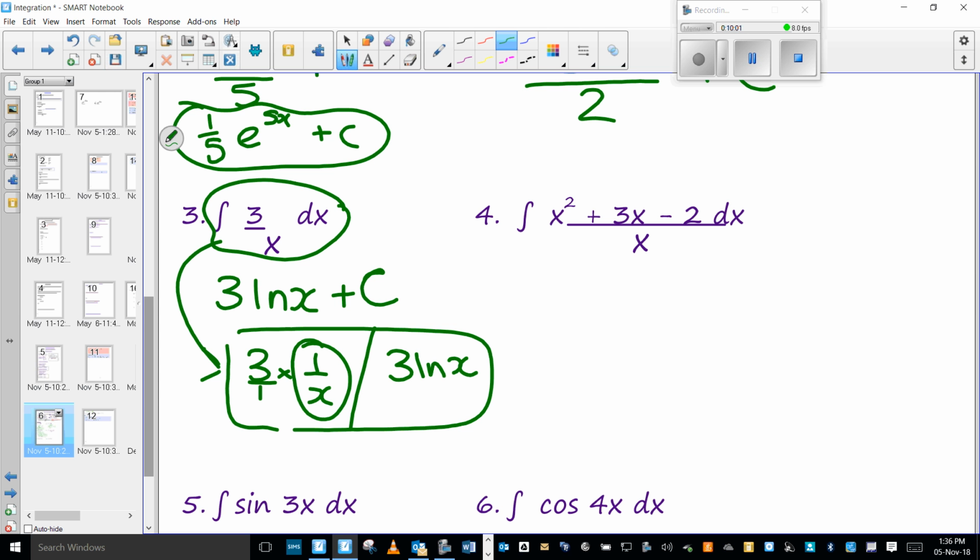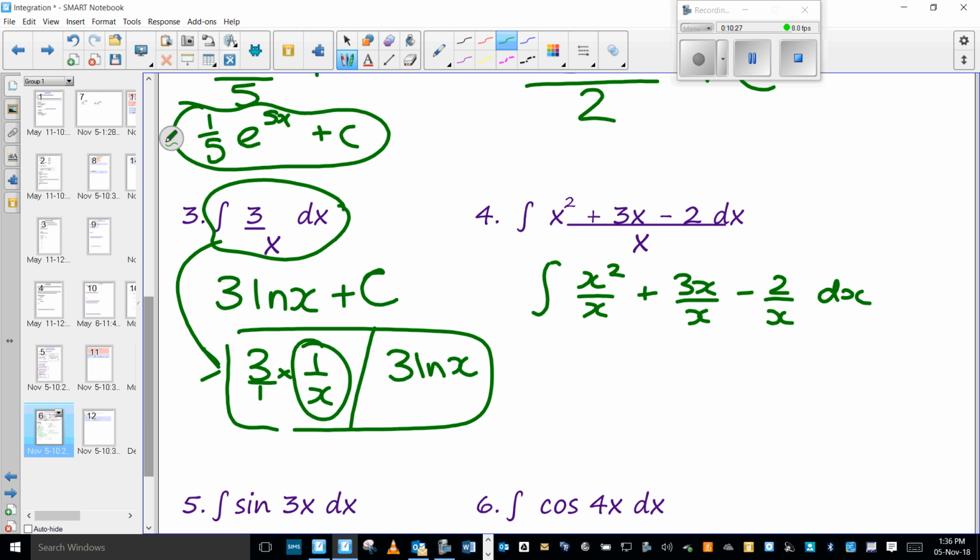Right, this one here. What do we do when we have stuff that looks like this? You break it up. Nice. How do we break it up, Jennifer? So x squared over x plus 3x over x minus 2 over x.